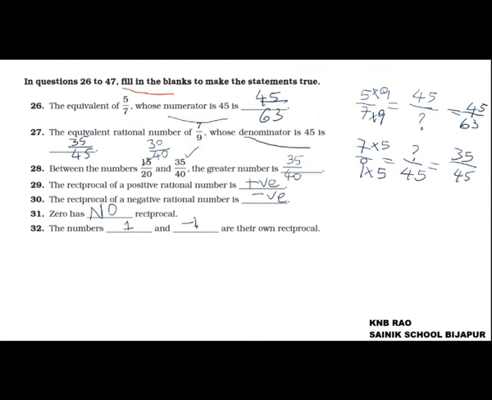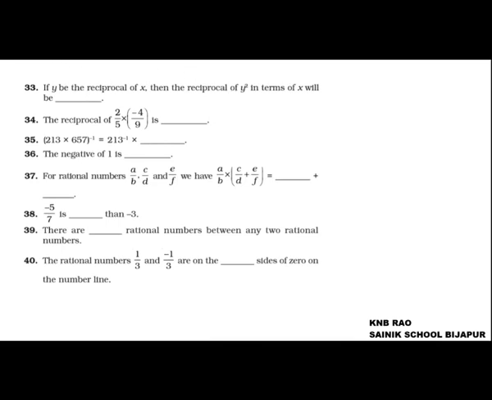Next, 33rd question. If y be the reciprocal of x, then the reciprocal of y square in terms of x will be? If y be the reciprocal of x, then the reciprocal of y square in terms of x. So first try to understand y is the reciprocal of x. That means obviously x into y is equal to 1. So this is the equation.